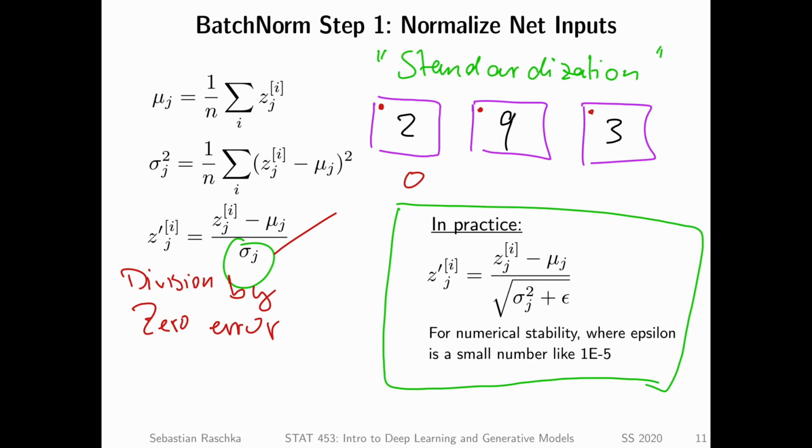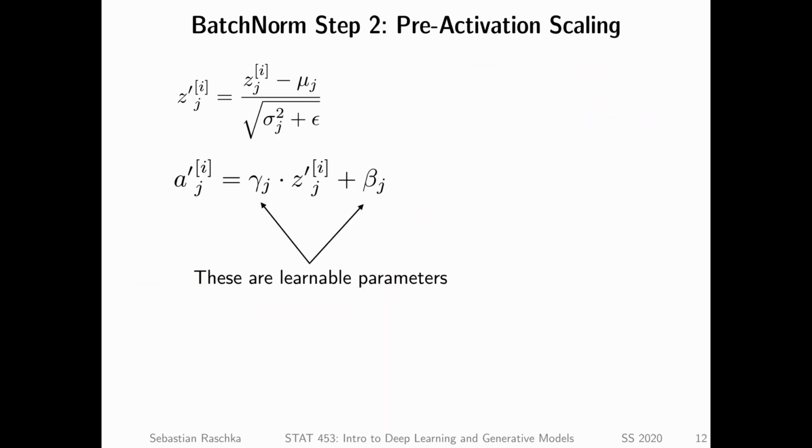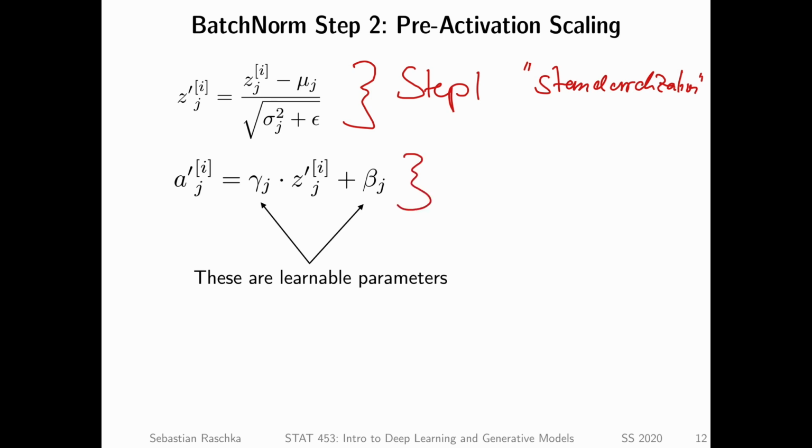So to avoid this problem, what we do in practice is we add a small epsilon term here. It's a small constant like 0.00005, very small number to avoid dividing by 0, and that is just a very minor practical aspect. But now let's go to step 2. And this is the more interesting step about batch normalization. So here again, this is step 1, the standardization step. Here we are at step 2. This is our more interesting step.